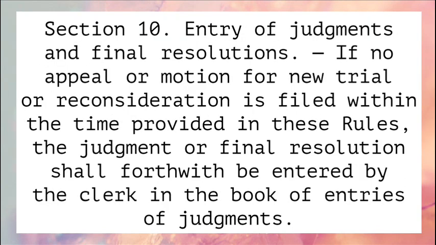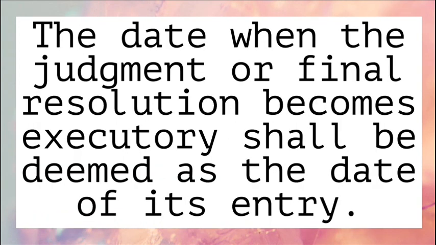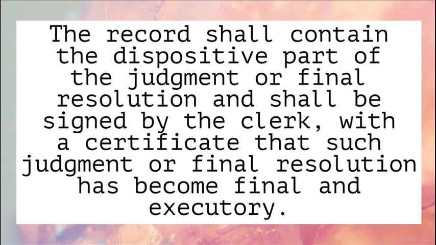Section 10. Entry of judgments and final resolutions. If no appeal or motion for new trial or reconsideration is filed within the time provided in these rules, the judgment or final resolution shall forthwith be entered by the clerk in the book of entries of judgments. The date when the judgment or final resolution becomes executory shall be deemed as the date of its entry. The record shall contain the dispositive part of the judgment or final resolution and shall be signed by the clerk, with a certificate that such judgment or final resolution has become final and executory.